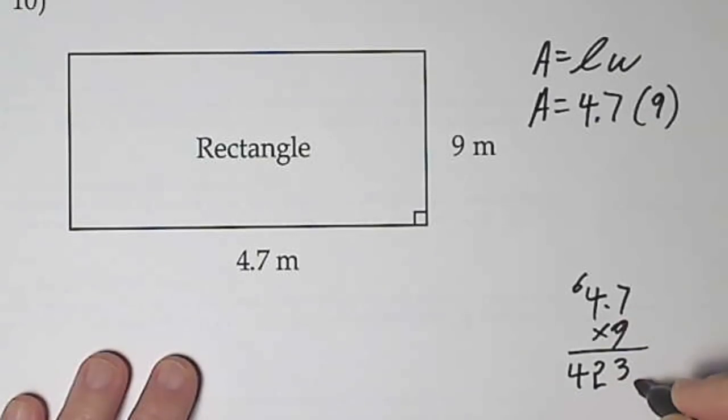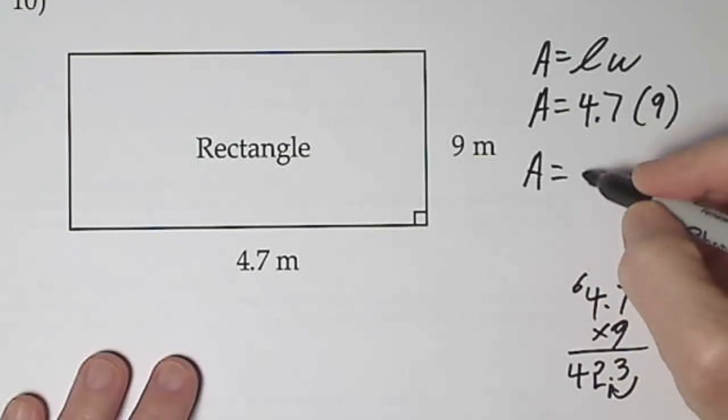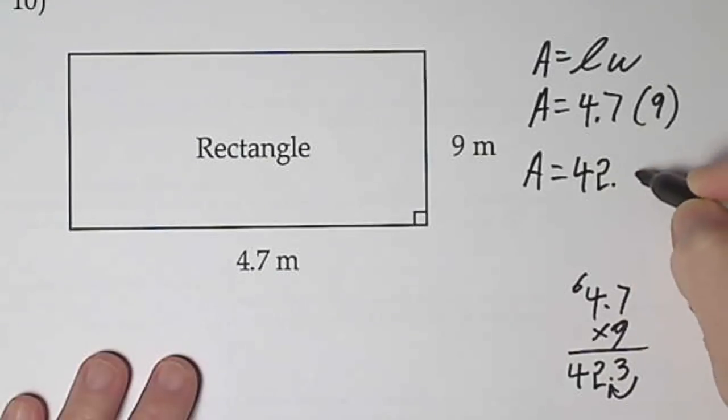Remember, we have one decimal place, so we have to move the decimal in one. So the area is equal to 42 3/10 square meters.